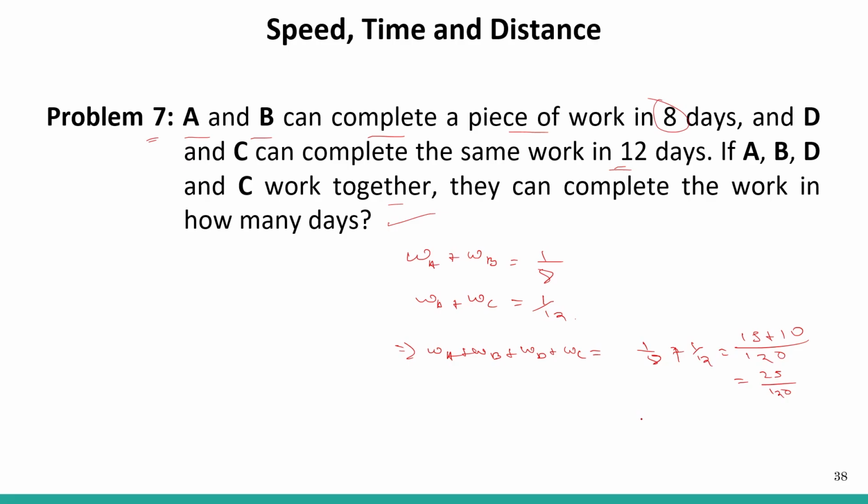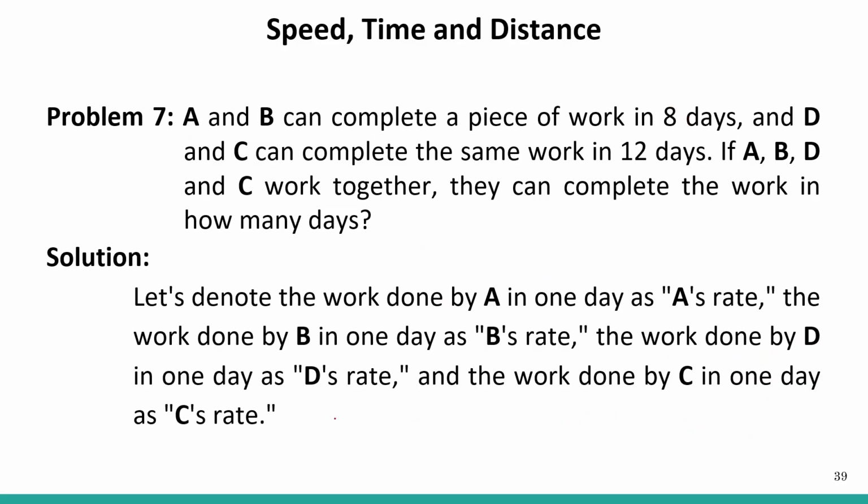So their reciprocal will represent the number of days. So number of days is equal to 120 by 25. So it will be approximately 5 or 4 point something, 4.9. So let's see the step-by-step solution.